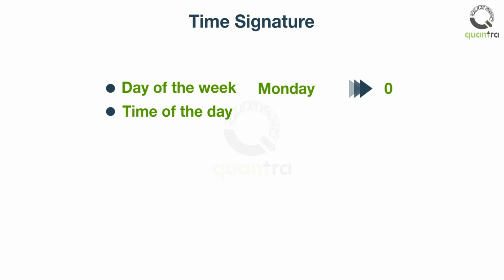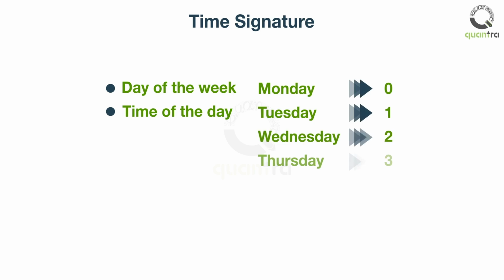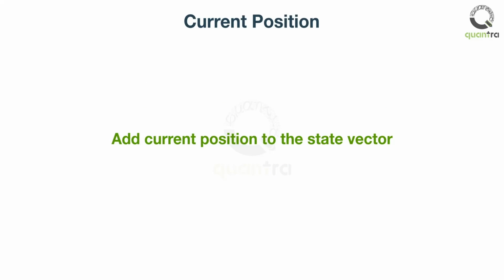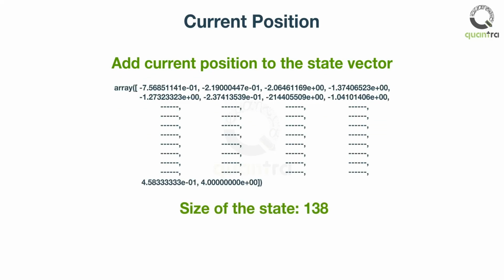Finally, to complete the state vector, we add the day of the week and time of the day as input features. For calculating the day of the week, we consider Monday as 0, Tuesday as 1, and so on. We also add the current position of the trading game to the state vector, taking the size of the final state vector to 138. All these steps are performed in the assemble state method. Finally, you can get the state vector using a utility method getState.